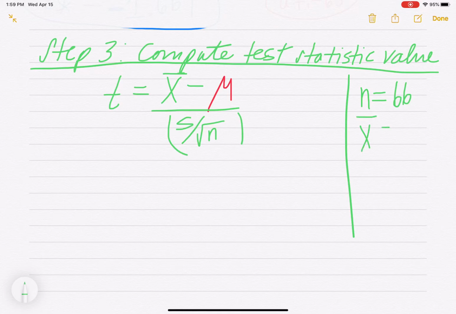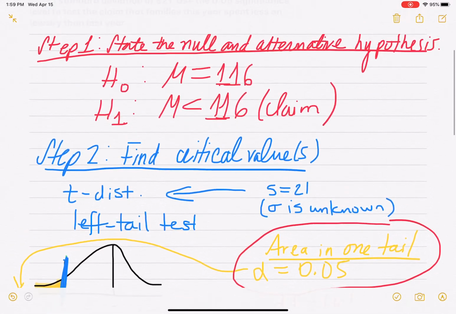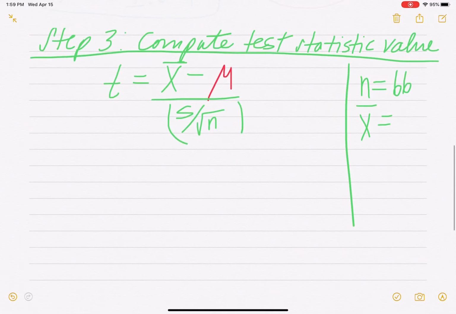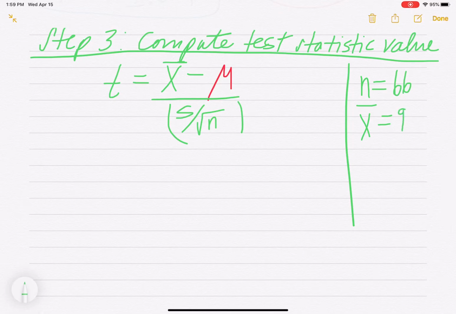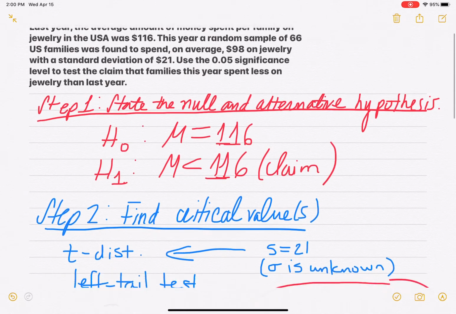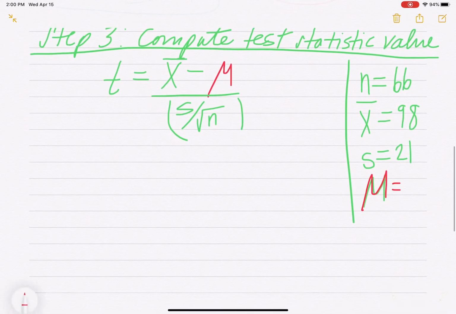What was the average of the sample for this year? From the sample, we got an average of $98 spent on jewelry. What was the standard deviation of the sample? It was $21. And the population mean mu, we're going to assume, is the null hypothesis for the sake of argument. 116, we're assuming mu is 116. It's called the null hypothesis.